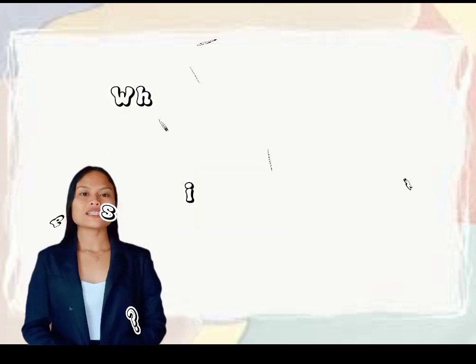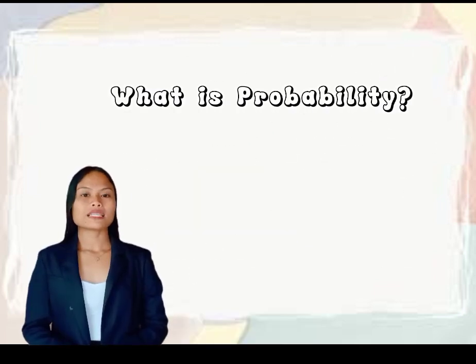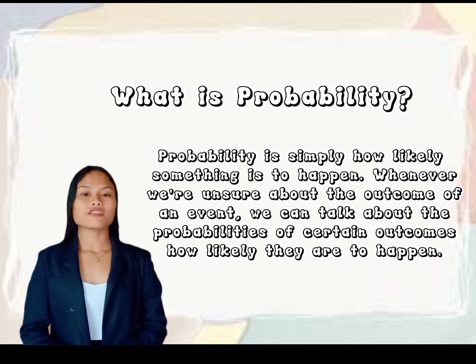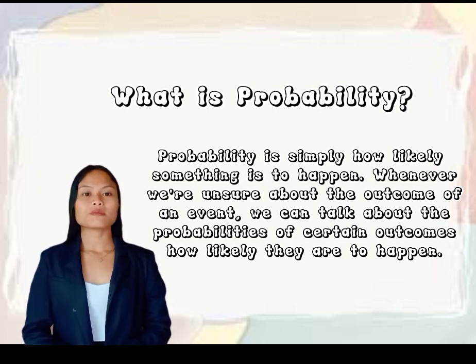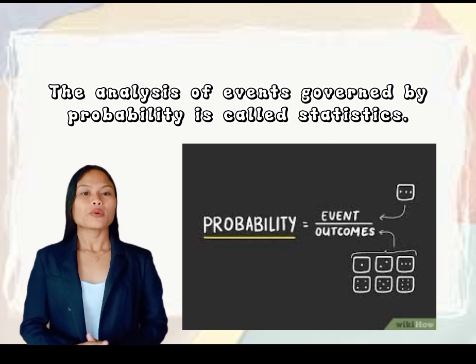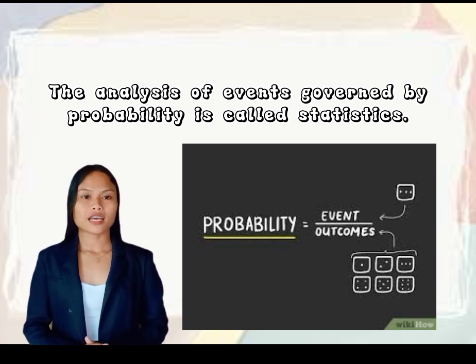So let's talk about probability. What is probability? Probability is simply how likely something is to happen. Whenever we're unsure about the outcome of an event, we can talk about the probabilities of certain outcomes, how likely they are to happen. The analysis of events governed by probability is called statistics. So for example, when a coin is tossed in the air, the possible outcomes are head and tail.